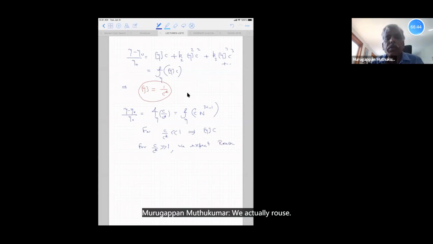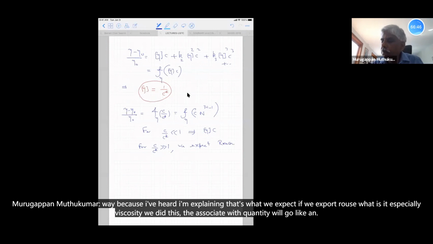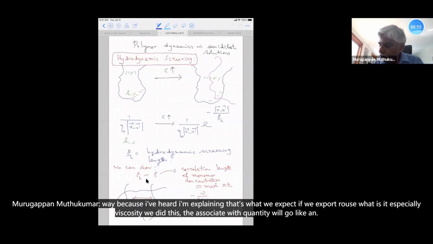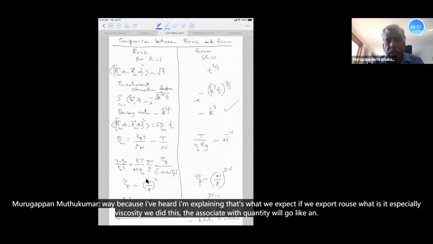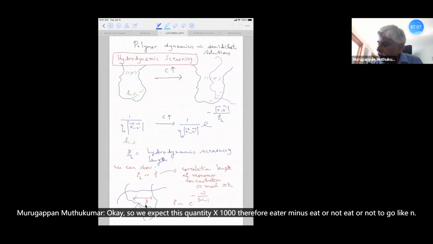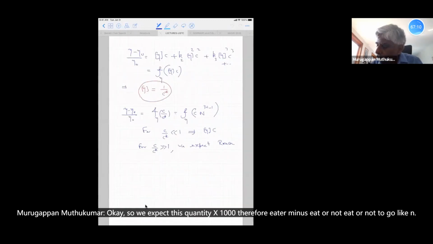We expect Rouse. Why? Because of hydrodynamic screening. That's what we expect. If we expect Rouse, what is the specific viscosity? We did this. The specific viscosity would go like N times C, but let's not worry about C, because in terms of molecular weight dependence, specific viscosity will go like N. So we expect this quantity, (eta minus eta naught) by eta naught, to go like N.